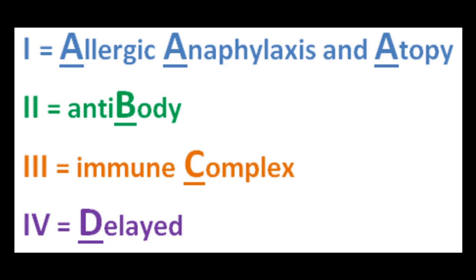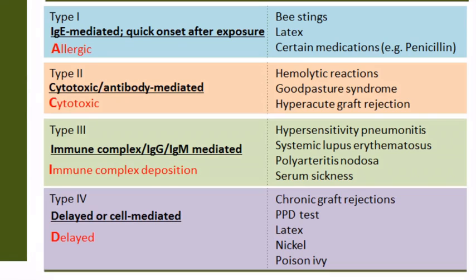Type 1 is the allergic anaphylaxis or atopy, type 2 is the antibody mediated, type 3 is the immune complex, and type 4 is the delayed type mediated by the T cell. Let's now look into some of the diseases or allergic reactions associated with the 4 types of hypersensitivity.